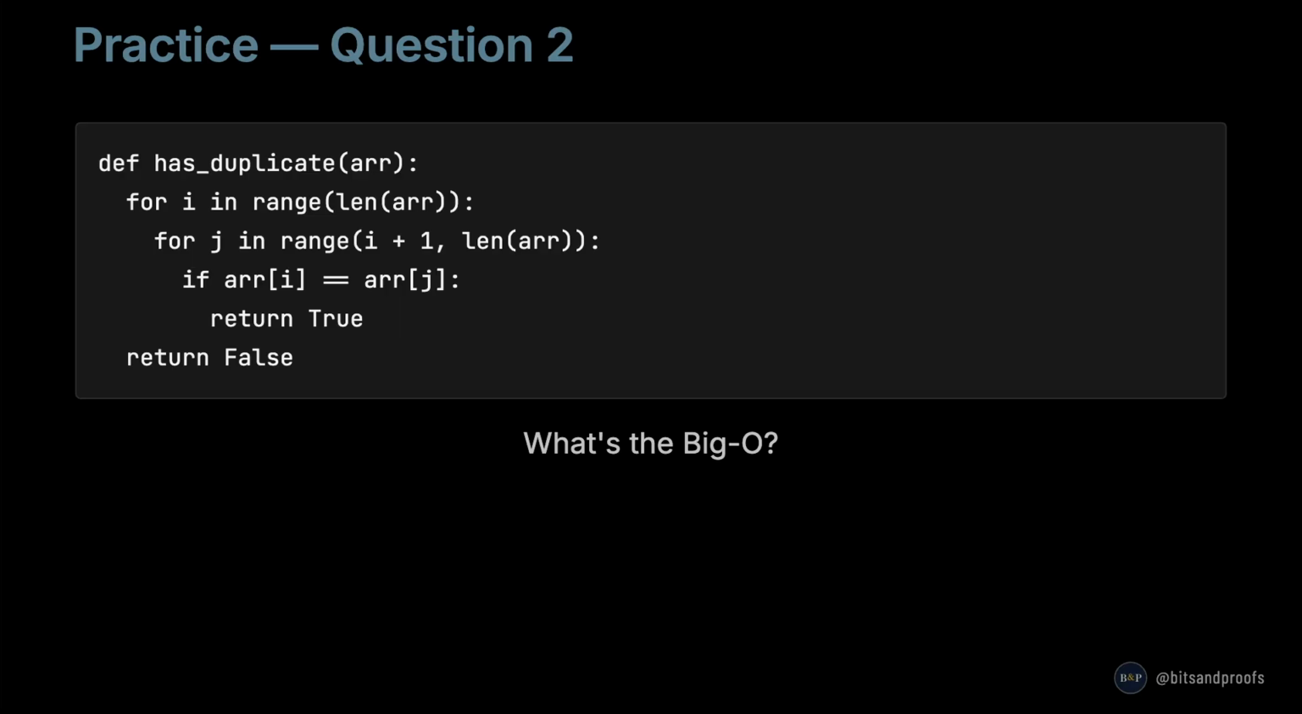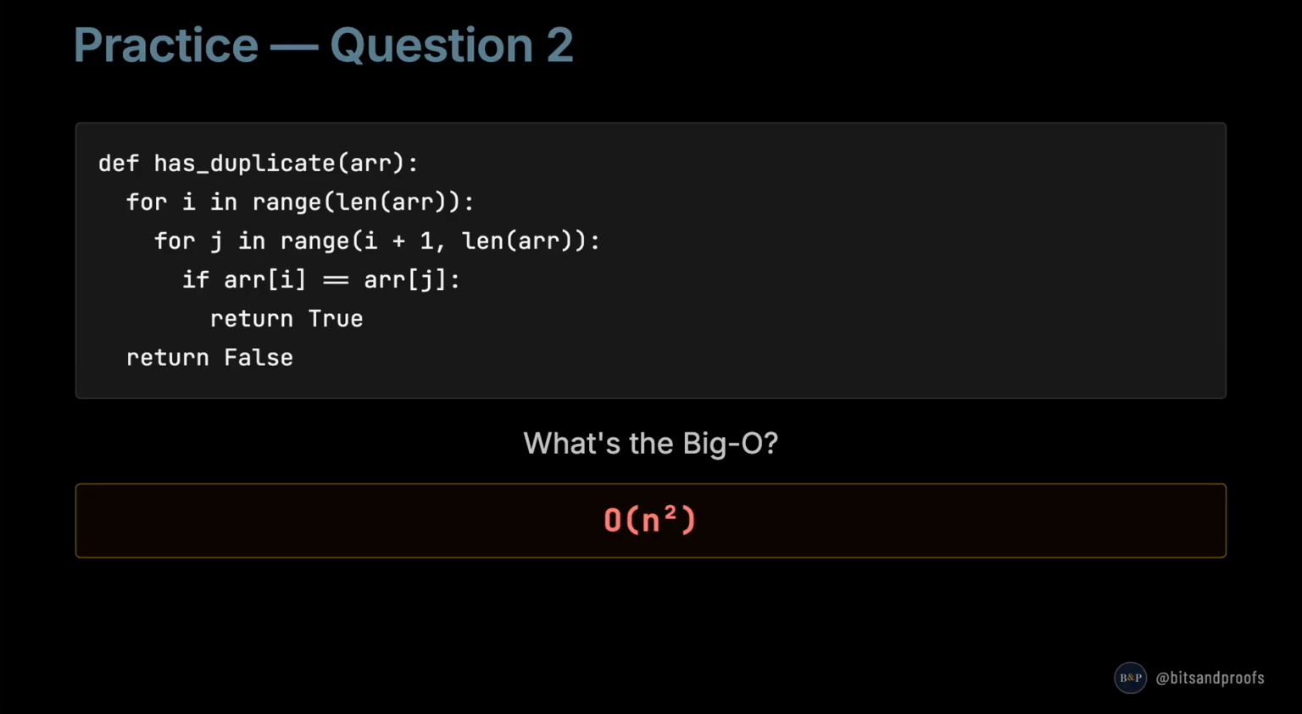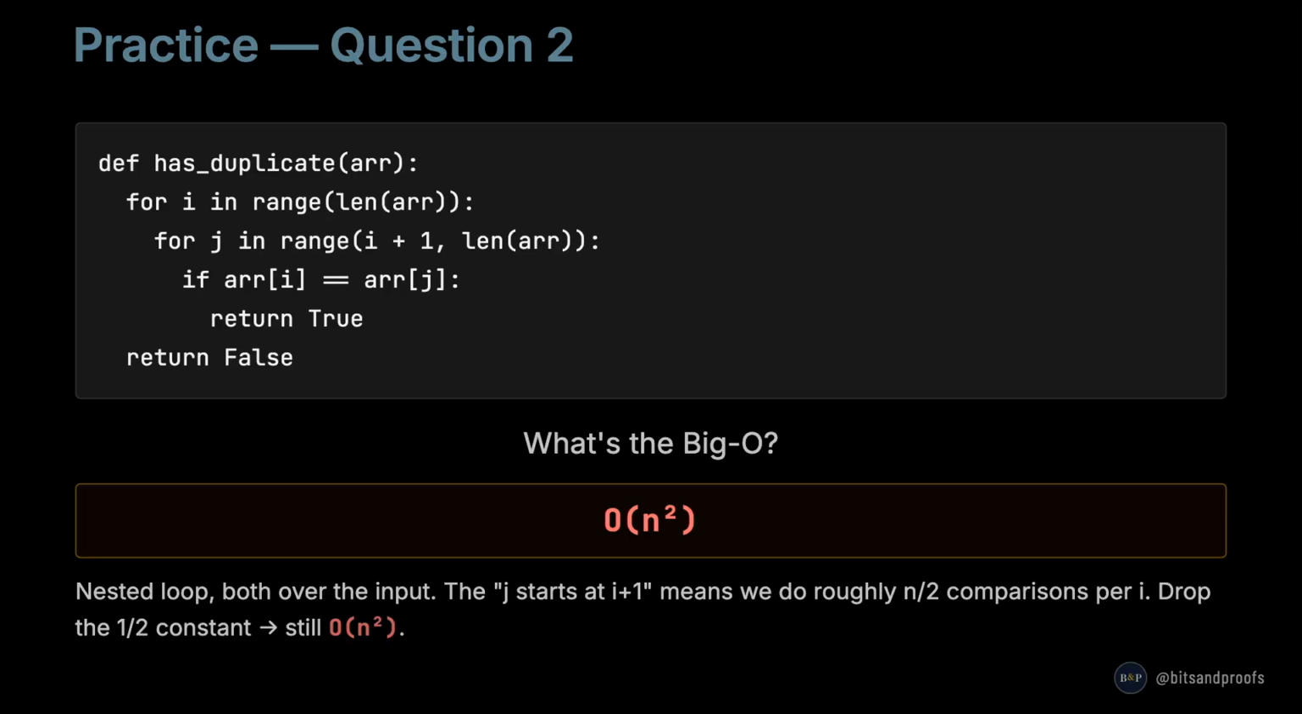Practice question 2. HasDuplicate(r), 2 nested loops. The outer over the array from index i, the inner from i plus 1 to the end, comparing r at i to r at j. Returns true if any pair matches, otherwise false. What's the big O? Pause and think. This one has a subtle wrinkle. The answer is O(n squared). Quadratic time. Let's walk through it.